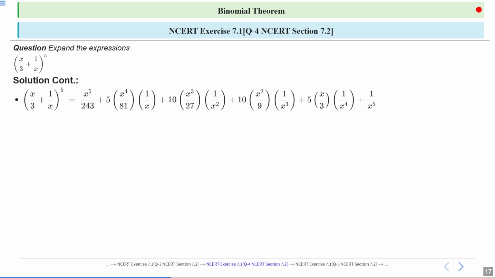(x by 3 plus 1 by x) raised to the 5 is equal to x to the 5 upon 243 plus 5 times x to the 4 upon 81 times 1 by x plus 10 times x cube upon 27 times 1 by x square plus 10 times x square upon 9 into 1 by x cube plus 5 times x by 3 times 1 by x to the 4 plus 1 by x to the 5.